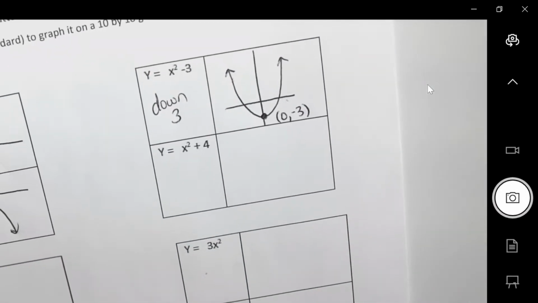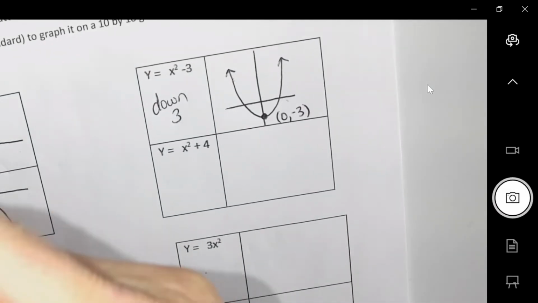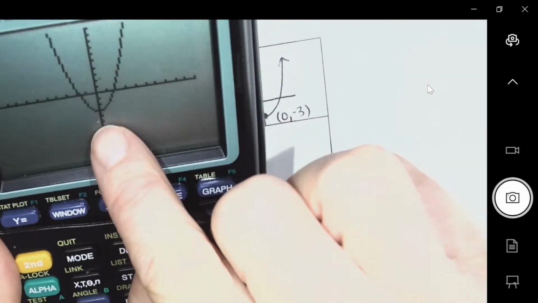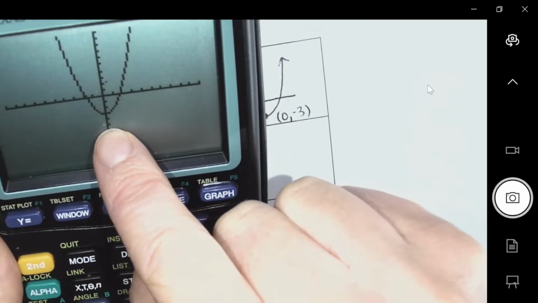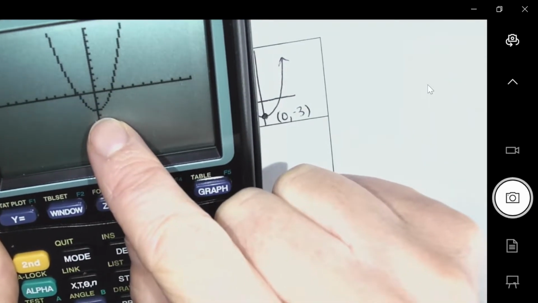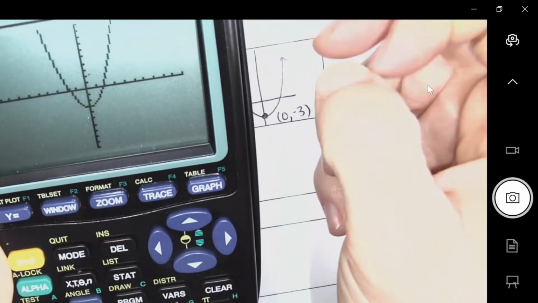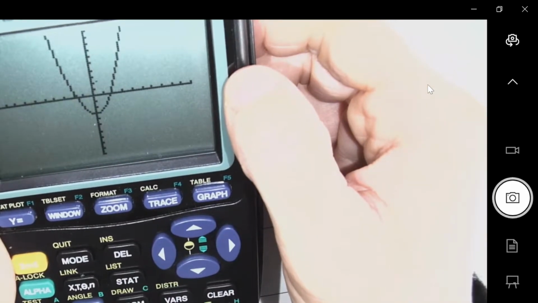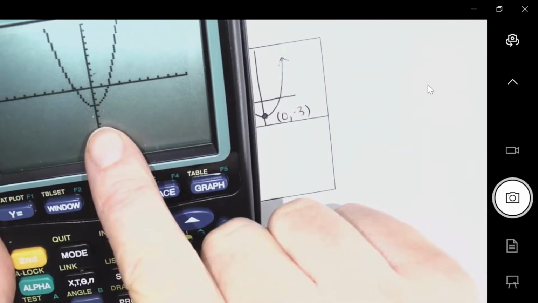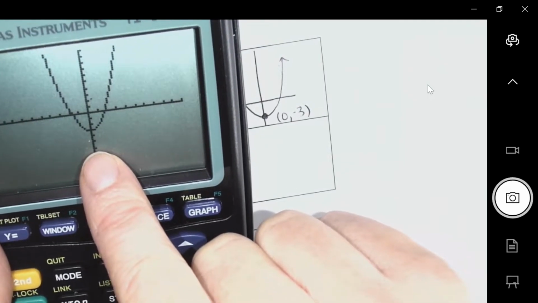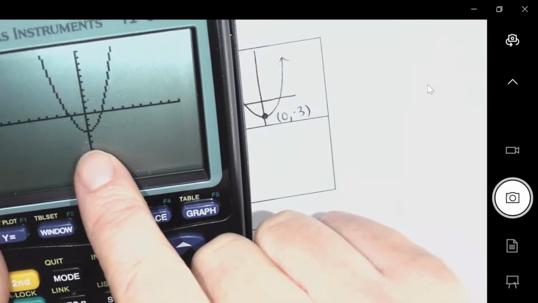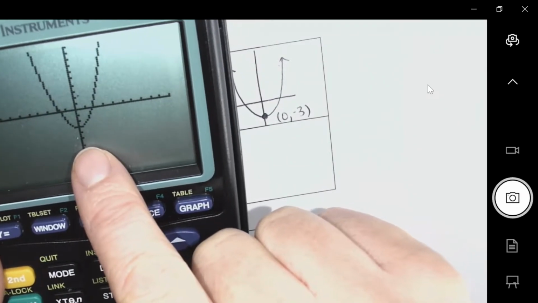Okay, I'm going to show you now how to actually get that point. So I want to understand what the vertex is. In this visual, would you say the vertex is a maximum or a minimum? What is this visually? A maximum? Is it on the very top or is it on the very bottom? It's on the bottom, so it's a minimum. So we're going to practice this.